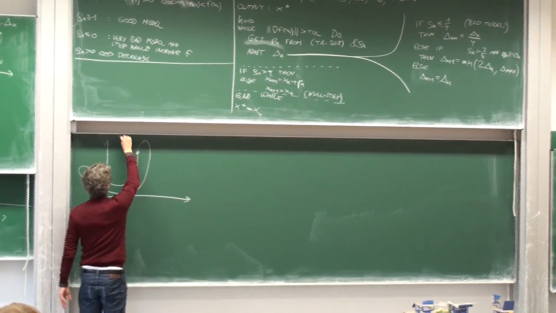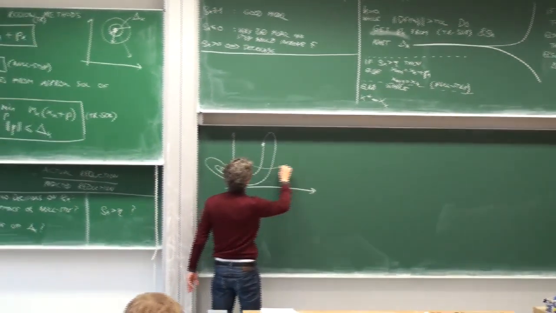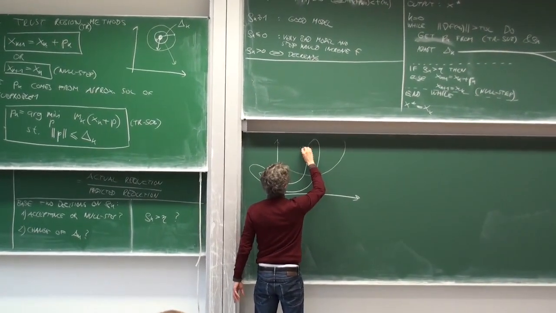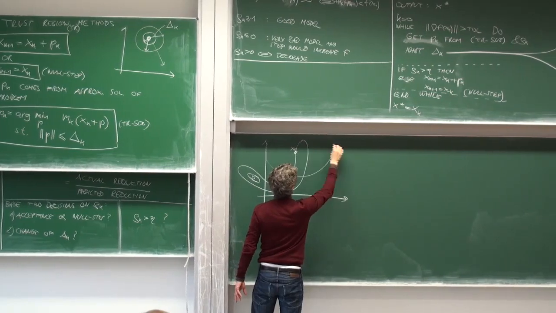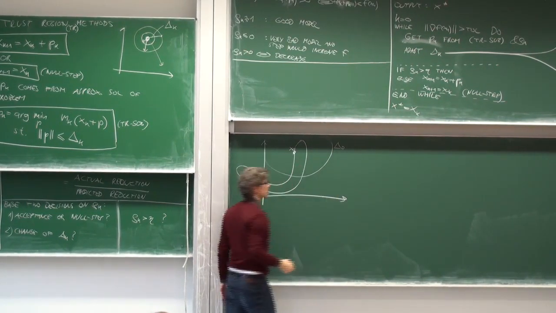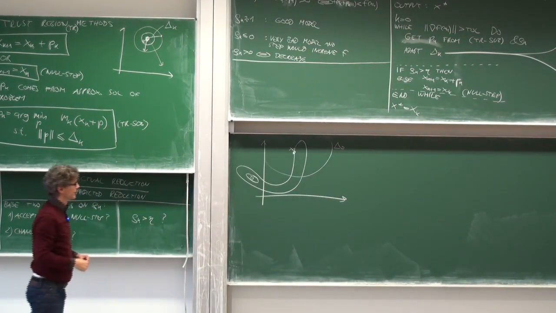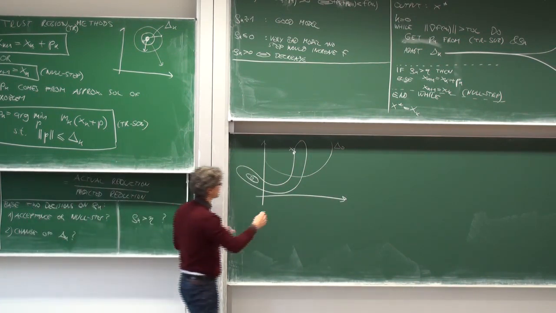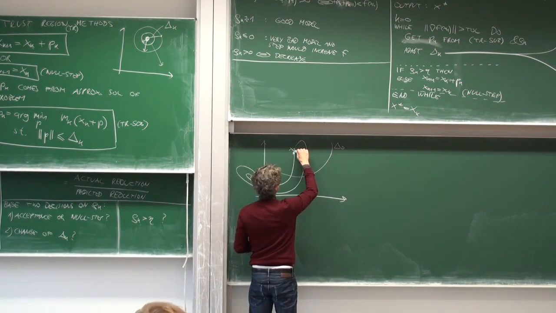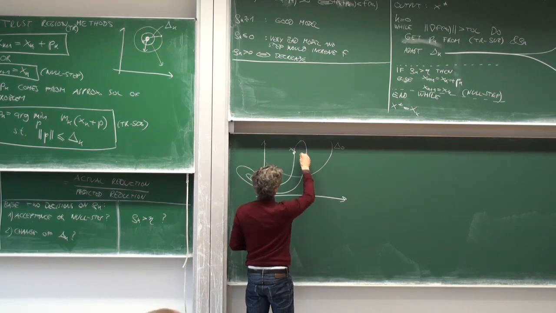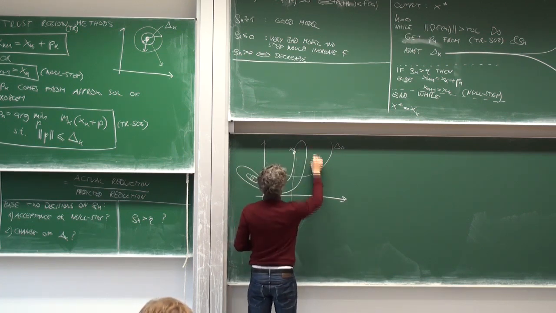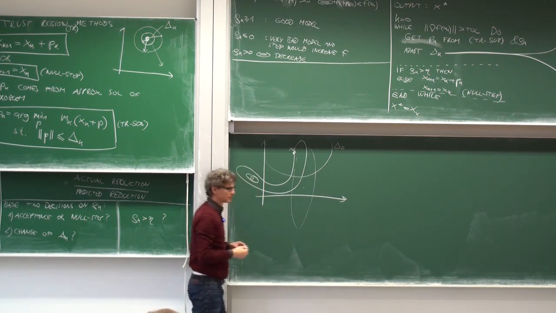We might start with a very big radius here. So this could be x0, and the radius could be delta 0. Yeah? So this was a very big radius. And then our model is based on some quadratic approximation of our function, and maybe the minimum of this quadratic function will be here. You test that first.